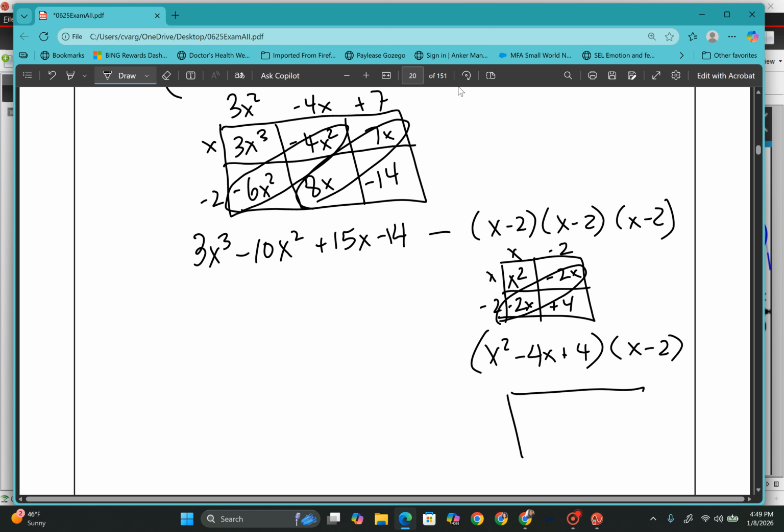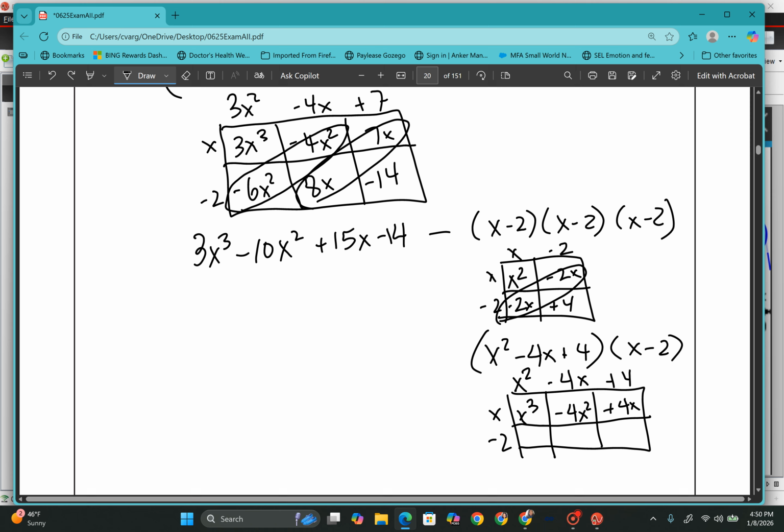So again, we have another box. This problem's just long, tedious. Nothing's hard about it. Minus 4x plus 4, and this is x minus 2. So there's going to be x to the third minus 4x squared plus 4x. This is going to be negative 2x squared. This is going to be positive 8x. And this is going to be negative 8.